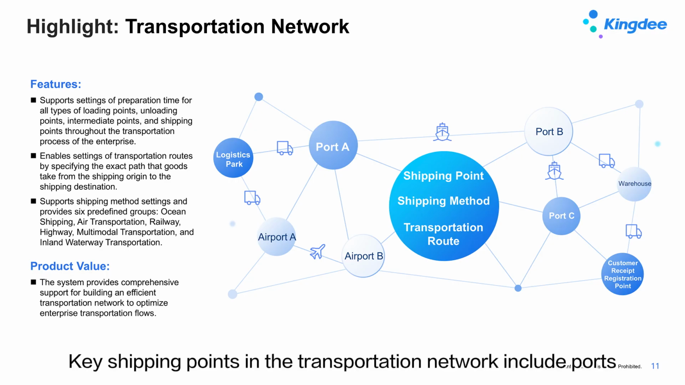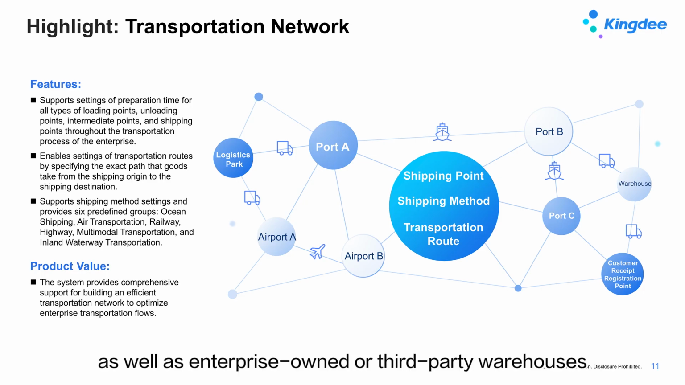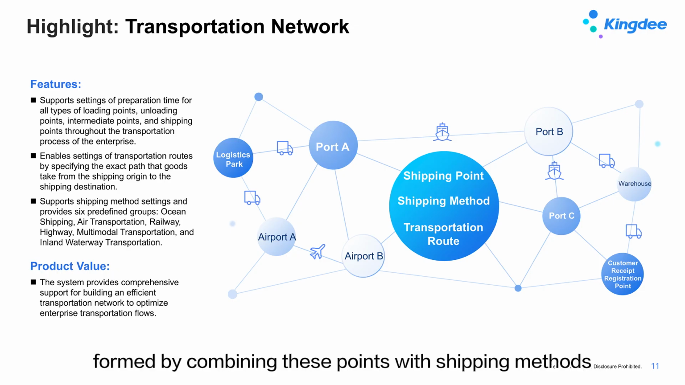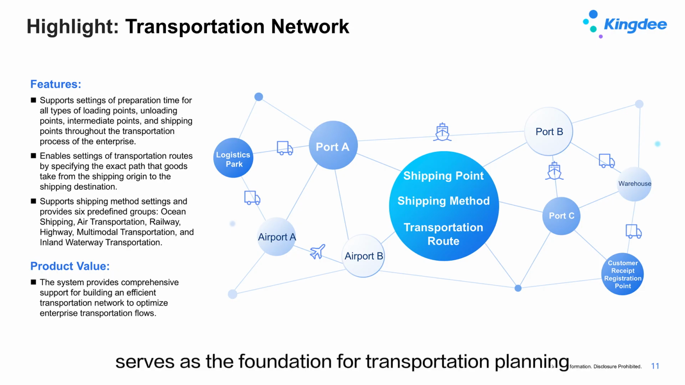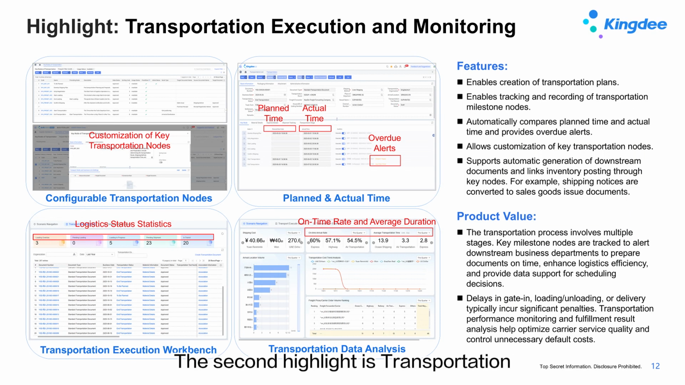Key shipping points in the transportation network include ports, air transportation points, rail stations, external logistics parks, as well as enterprise-owned or third-party warehouses. The complete transportation network, formed by combining these points with shipping methods, serves as the foundation for transportation planning, execution, pricing, and settlement. The second highlight is transportation execution and monitoring.